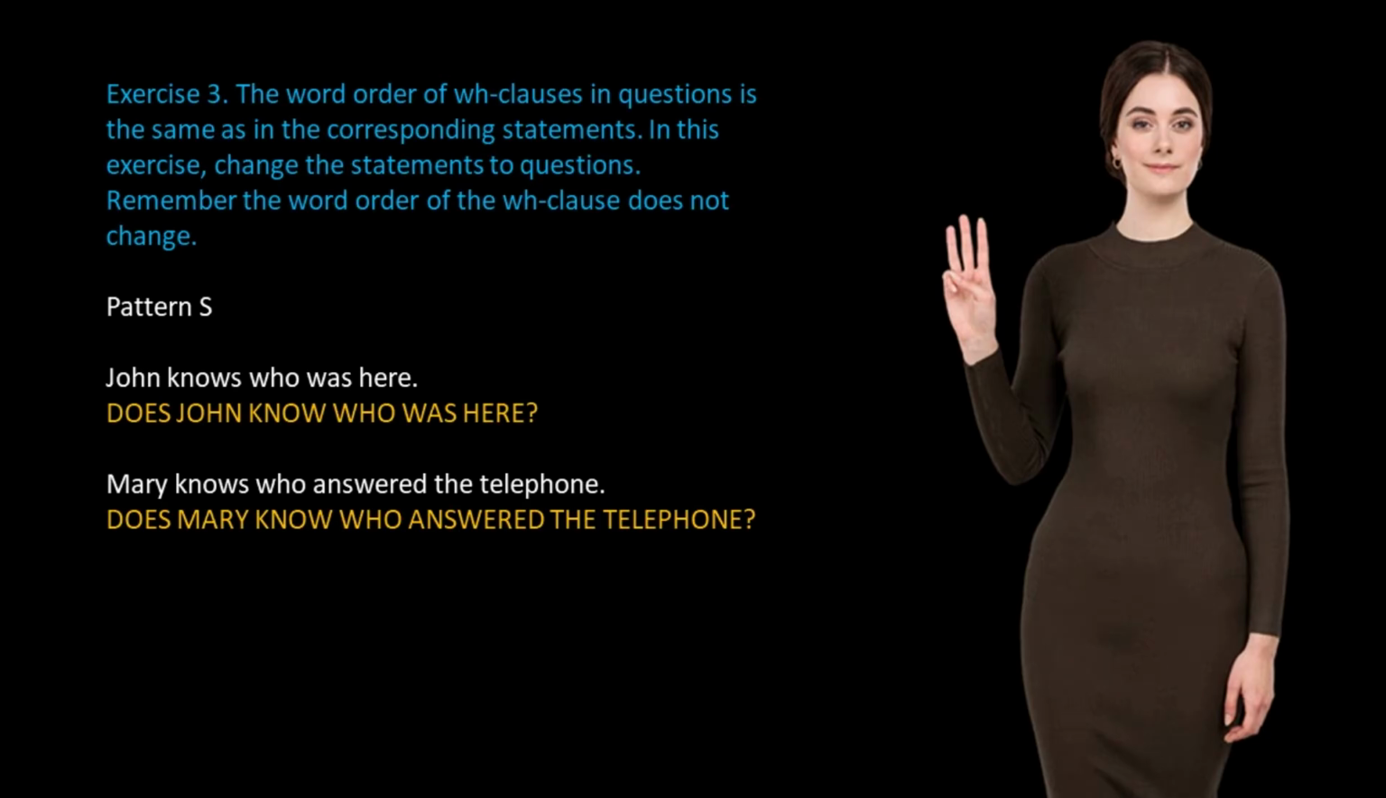Exercise 3. The word order of WH clauses in questions is the same as in the corresponding statements. In this exercise, change the statements to questions. Remember, the word order of the WH clause does not change. First, pattern S. For examples: John knows who was here. Does John know who was here? Mary knows who answered the telephone. Does Mary know who answered the telephone?